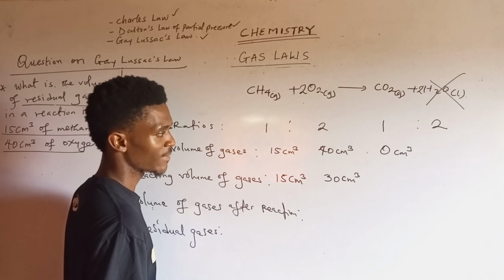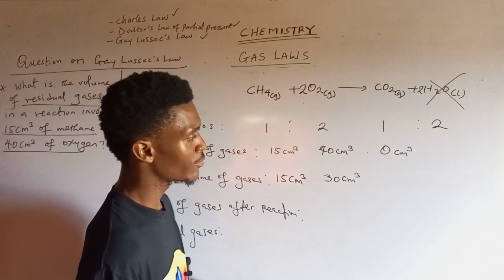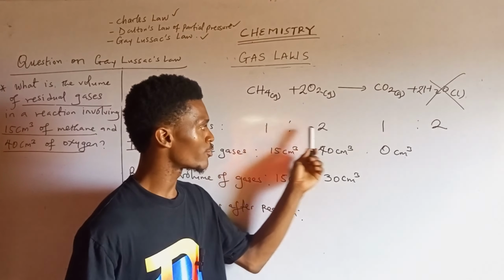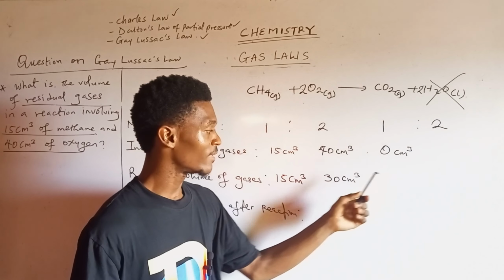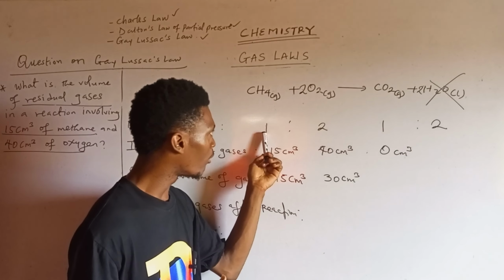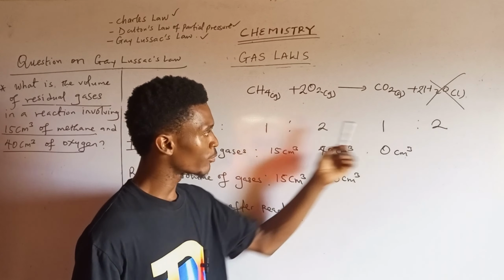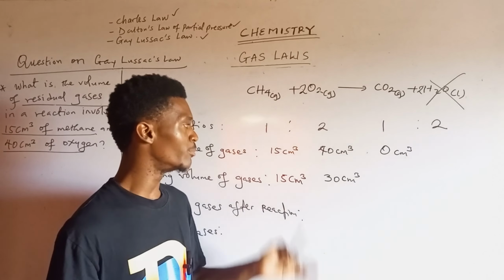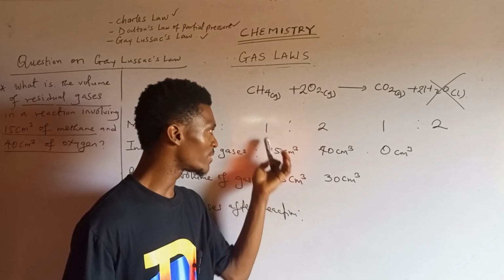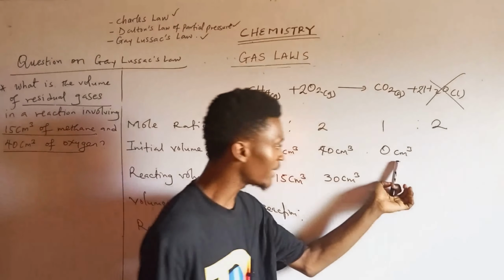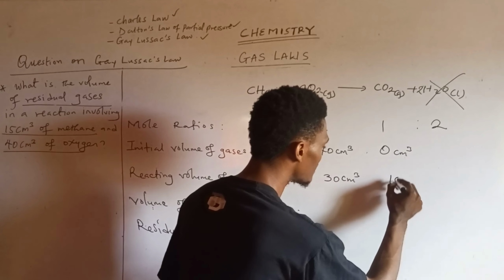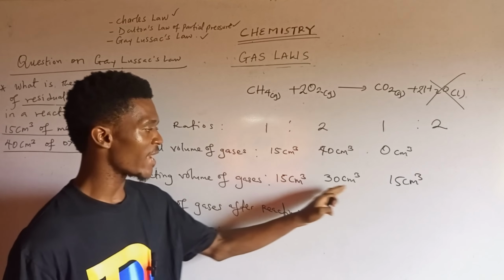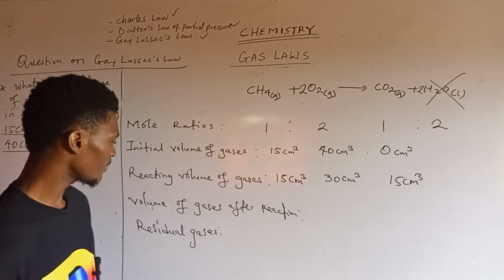But mind you, looking at that CO2, are you aware that going by mole ratios, 1:2:1, it means certainly 1 mole of methane will produce 1 mole of CO2. In terms of equivalence of volume, 15 cm³, which is the 1 mole of methane, will be equivalent to producing 15 cm³ of CO2. So we have gotten the reacting volumes here.